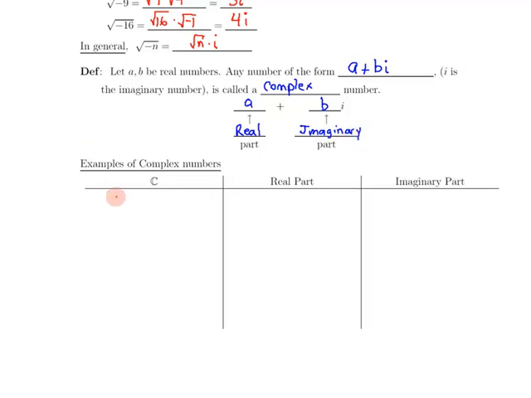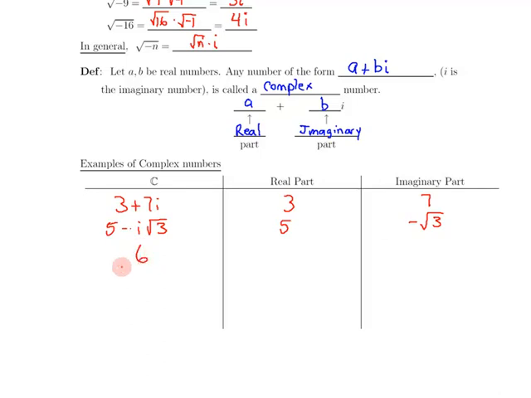If I start with the complex number 3 plus 7i, it's a real number plus a real number times i. The real part would be the 3. The imaginary part is the 7. Not the 7i, but just 7. Okay? Similarly, if I have 5 minus i square root of 3, then the real part is the 5. The imaginary part is everything that's times the i, where that includes the square root of 3 and the negative. So that would be the imaginary part of this complex number.